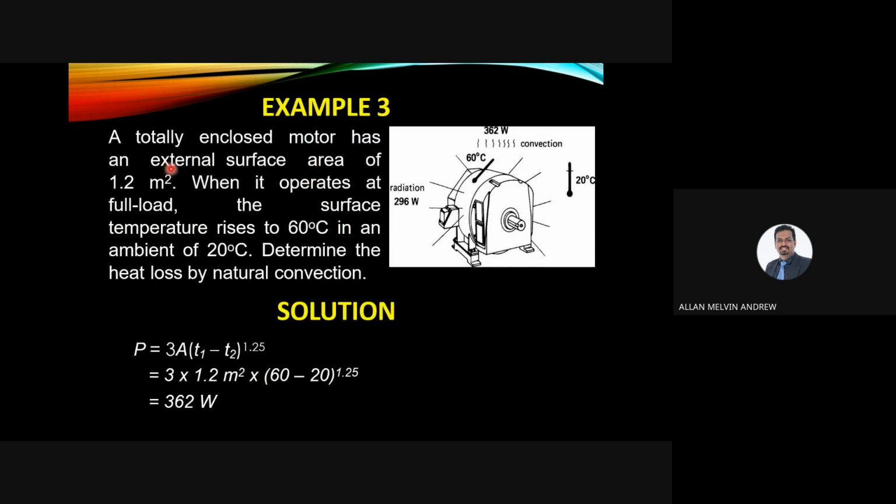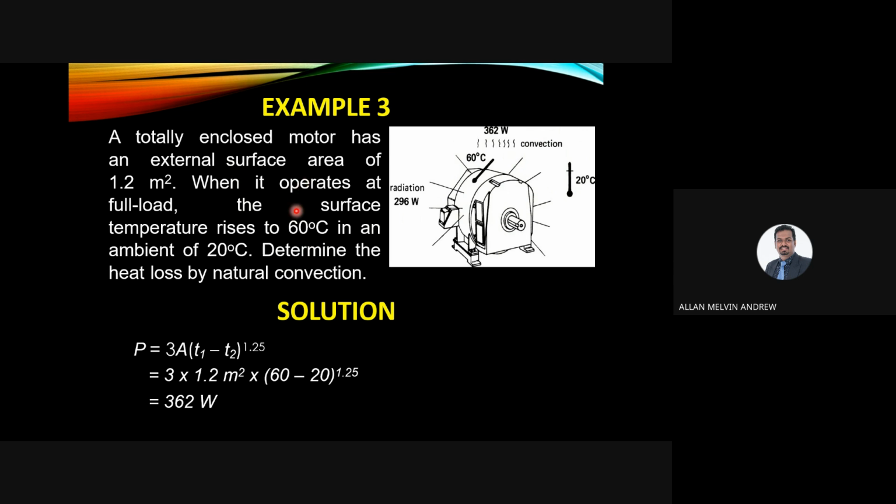Example 3: a totally enclosed motor has an external surface area of 1.2 square meters. When it operates at full load, the surface temperature rises to 60 degrees Celsius in an ambient of 20 degrees Celsius. Determine the heat loss by natural convection. So we want to find the convection. All the information is given: ambient air is 20, the motor temperature is 60, and we want the heat loss based on convection.